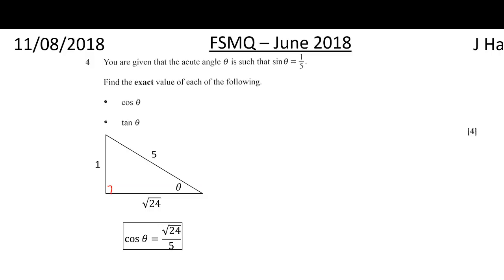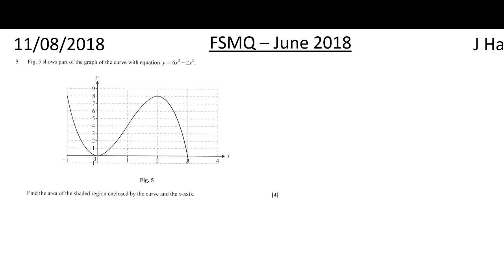And tan theta is going to be opposite over adjacent, which is 1 over root 24. Next we've got this grid. Unfortunately, I can't see whether that's shaded or not, so again, it's going to be difficult. We know that the equation of the curve is that. Don't know why the line came up on the top, but find the area of the shaded region enclosed by the curve.